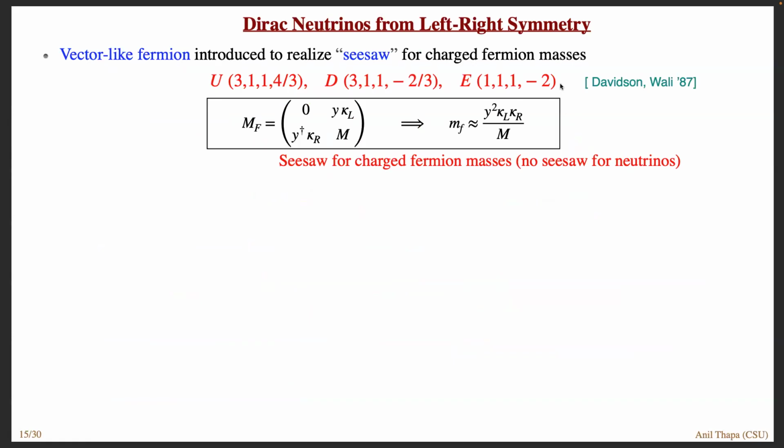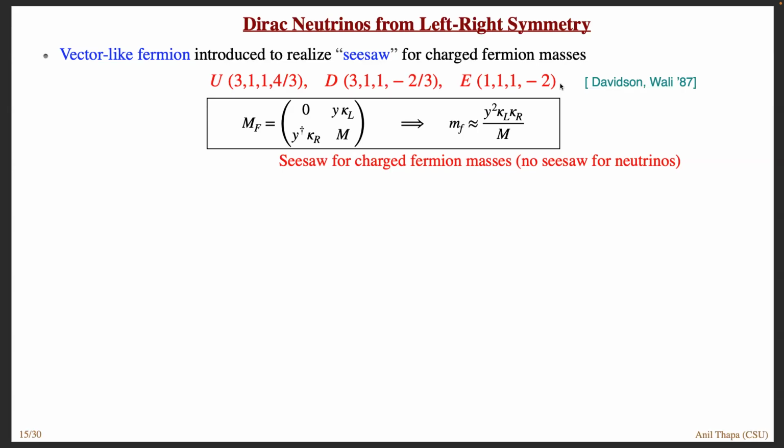It turns out once you add the U type and D type vector-like fermions, and E, the charged lepton type vector-like fermion, you have mass for the charged fermions like this. Now instead of having a seesaw framework for the neutrino, we have a seesaw framework for the fermion masses. So you have some understanding of why the fermion masses are different. But because now it's a seesaw, it is controlled by the vector-like fermion masses M. So it is a seesaw for the charged fermions.